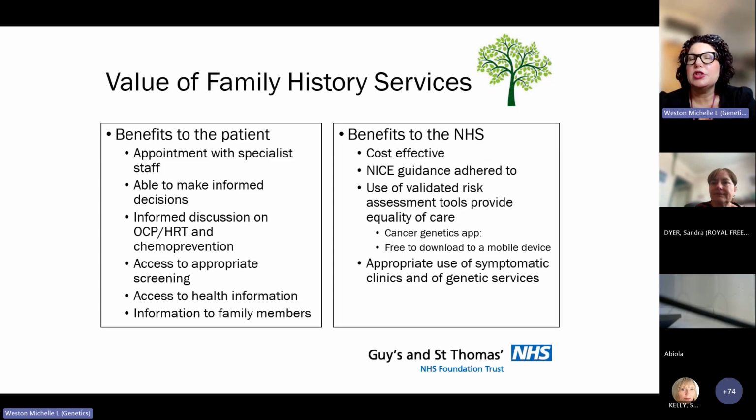Yes, so primarily we see people with breast, ovarian or bowel, but we do actually see people, if they're from our area, with a pancreatic family history, if they've got a gastric family history as well. So primarily we do, but we do see other people with those types of cancers.